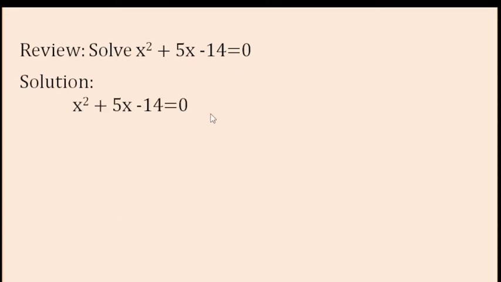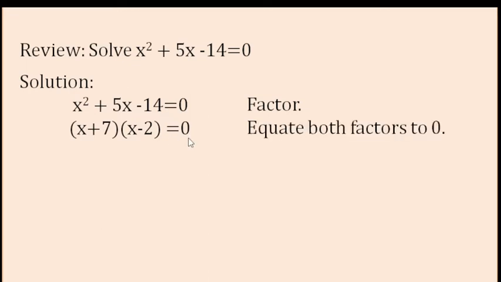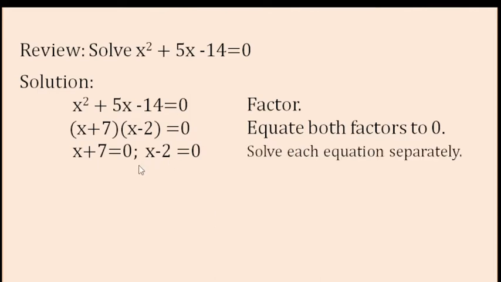So, first thing we are going to do is factor. The factors of x squared plus 5x minus 14 are x plus 7 and x minus 2. It's an equation, so it's equal to 0. Then after that, equate both factors to 0. So the first factor is x plus 7 equals 0, and the second factor x minus 2 equals 0. Then we are going to solve each equation separately.